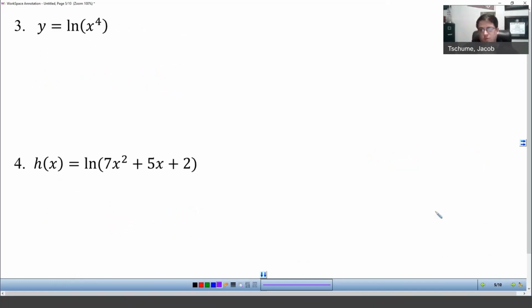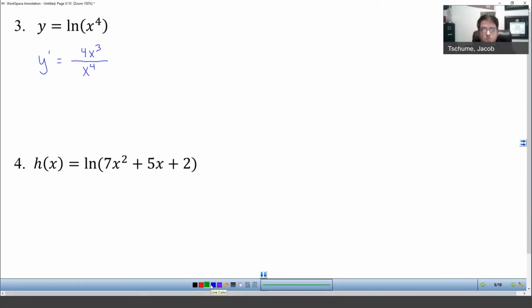All right, let's do a few more rules here. So number 3, if y is equal to the natural log of x to the 4th, what is the derivative of that function? This is the same rule we just did on number 2. When you go to find y prime, since this is more than just x, we're going to start off with a fraction. This x to the 4th is going to go in the bottom, and the derivative of that is going to go on top. So the derivative of x to the 4th is 4x cubed.